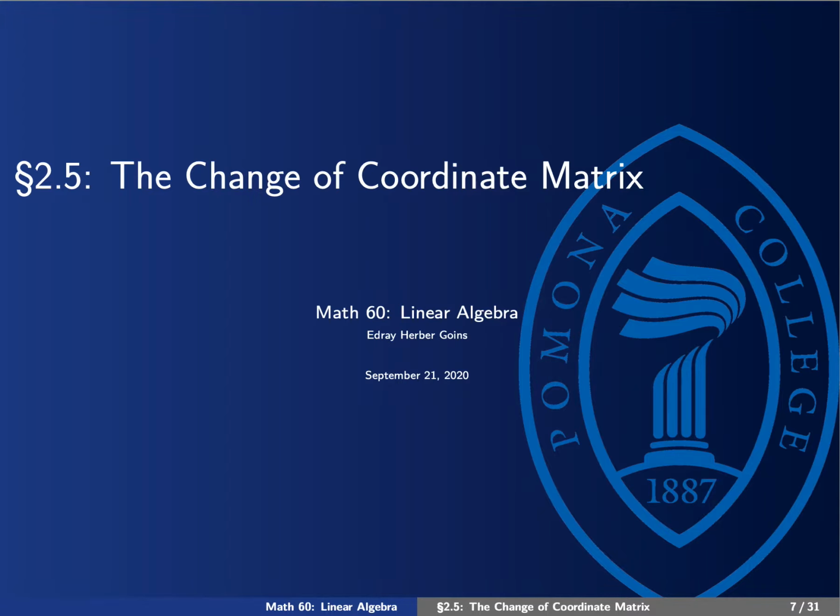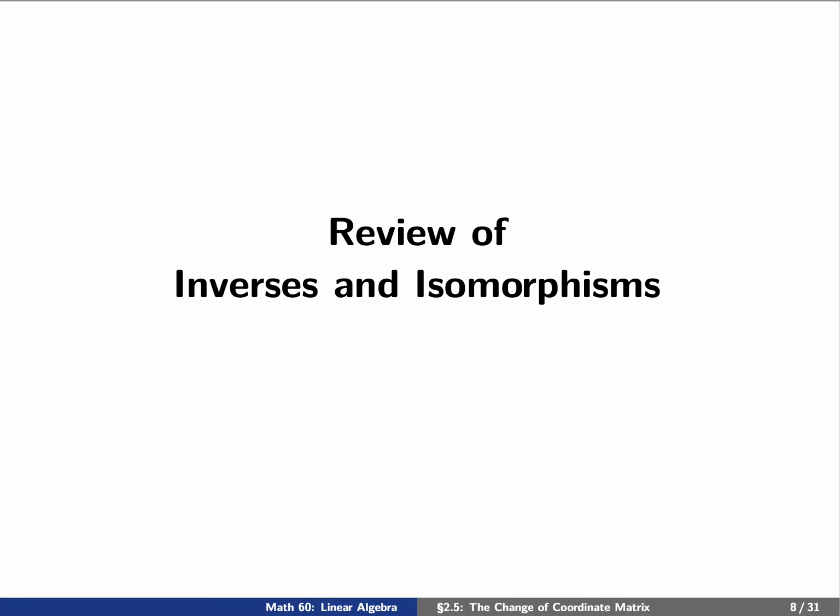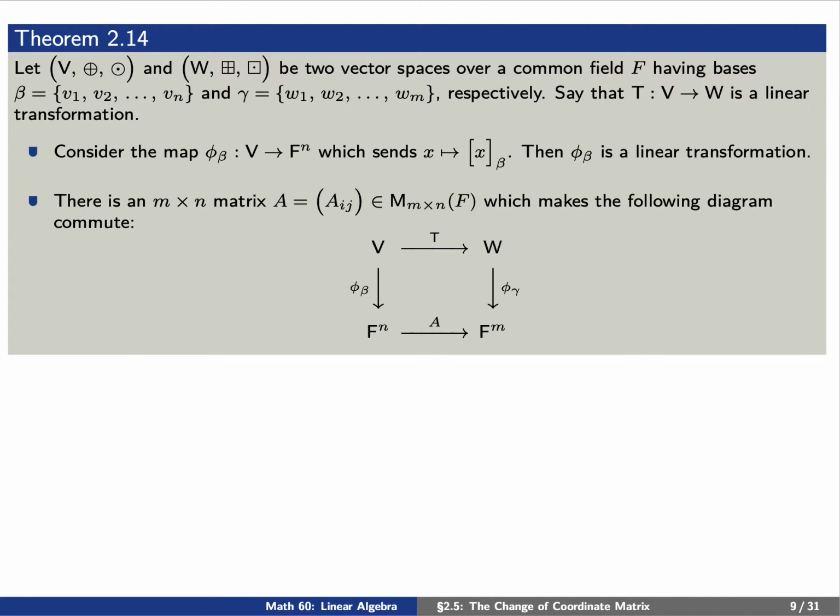We're going to talk about the change of coordinate matrix. Let's review some concepts behind inverses and isomorphisms. Say that we have two vector spaces, V and W, both defined over a common field F. Let's also say that V has a basis beta and W has a basis gamma. We'll say that T is a linear transformation.